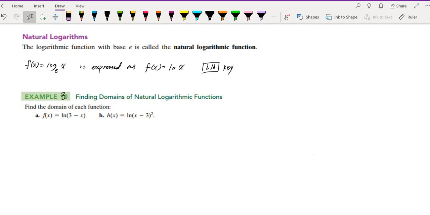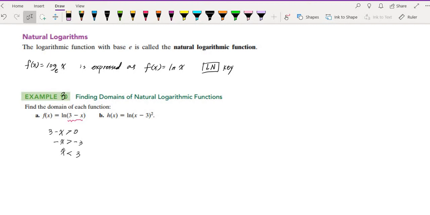Let's go ahead and look at example 3. Finding the domain of natural logarithmic functions. We have part A, f of x equal to natural log of 3 minus x. So for this type of question, all you have to do is set this part, 3 minus x, greater than 0. Then you can solve this. I'll move the negative x, that will be greater than negative 3. So we divide by negative 1 on both sides, so we have to change the sign. That means x is less than 3.